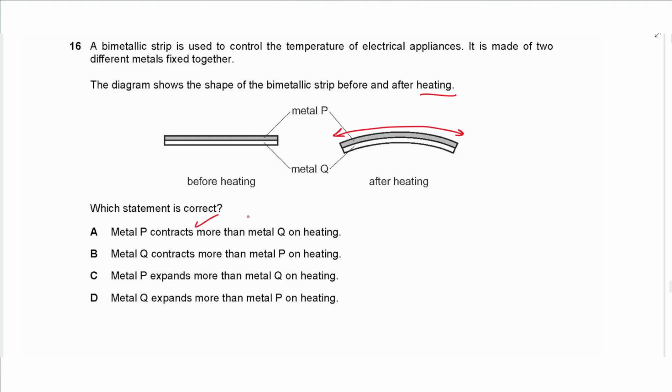That is correct, but not when heated. It's when cooled. Metal Q contracts more. No. Metal P expands more than metal Q on heating. Yes, this is correct. So the answer is C.